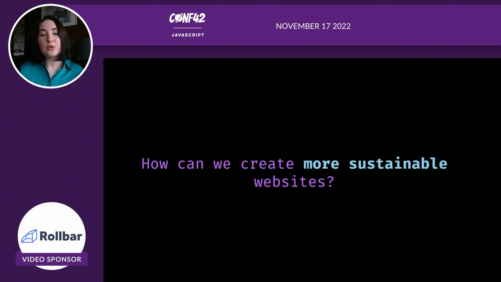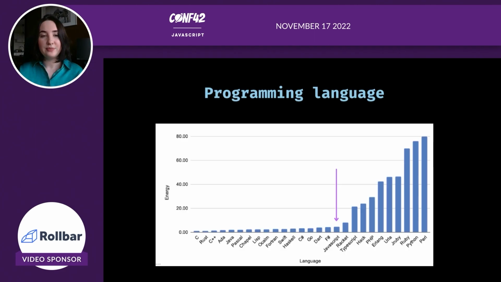So what can we do to create more sustainable websites? First, let's think about the programming language. I assume that you are all coding your websites in either JavaScript or TypeScript. And here, as you can see on the graph, JavaScript is a little bit better than TypeScript and much, much better than, for example, Ruby, Python, or Perl. Perl is the worst. But of course, if we talk about websites, it's much better to use JavaScript or TypeScript than platforms like Wix or WordPress, because then we have more control over the code. We can more easily remove some unnecessary parts and implement any changes.